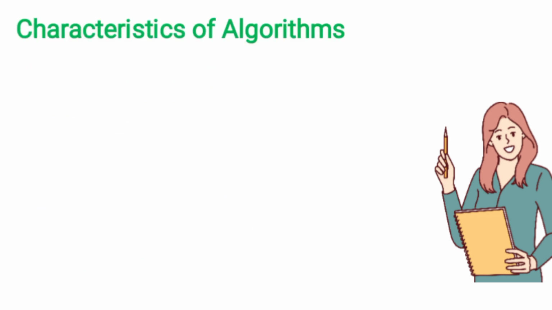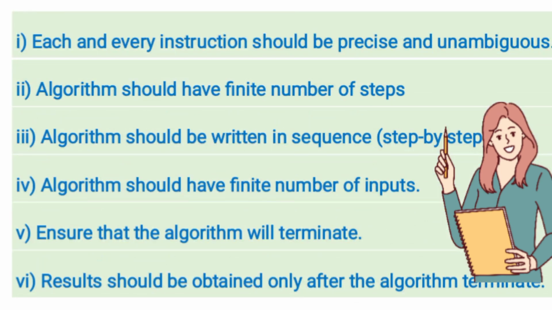Next, characteristics of algorithms. First characteristics, each and every instruction should be precise and unambiguous. That means each instruction in the algorithm must be clear, specific and free from any ambiguity to prevent misinterpretation. Second characteristic, algorithm should have finite number of steps. That means an algorithm should have a predetermined number of steps, ensuring that it terminates within a reasonable time frame.